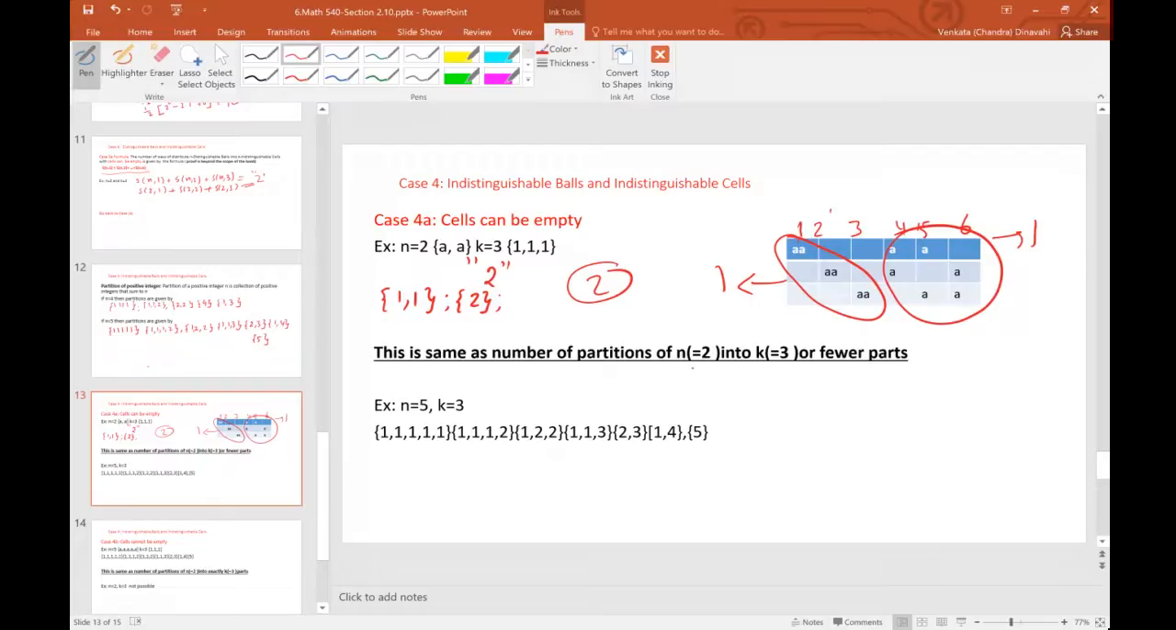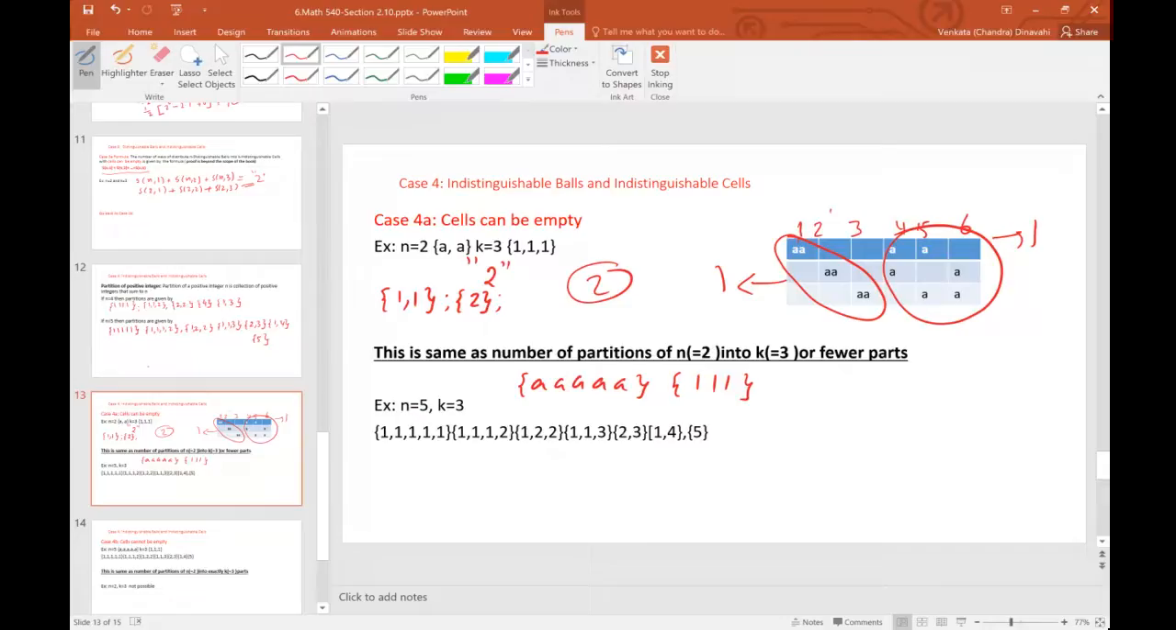So this is the same as the number of partitions of n into k or fewer parts. For example, in this case I have 5 balls, which I'll call A, and I have 3 cells. How many ways can I distribute these 5 balls into these 3 cells? That means I am figuring out how many different ways I can partition 5.